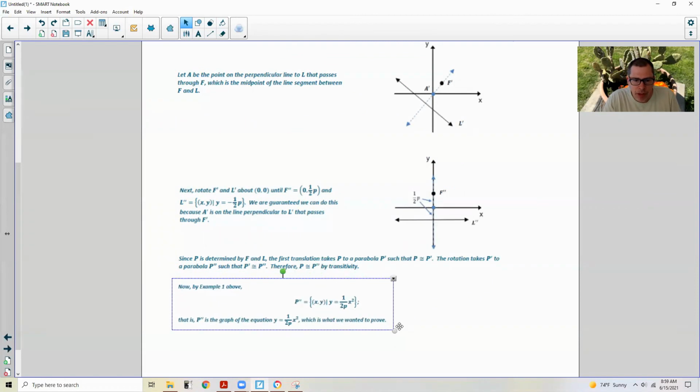Now by example 1 above, P double prime is going to equal the set of all points x comma y such that y equals 1 over 2p times x squared. That is, P double prime is the graph of the equation y equals 1 over 2p times x squared, which is what we wanted to prove.